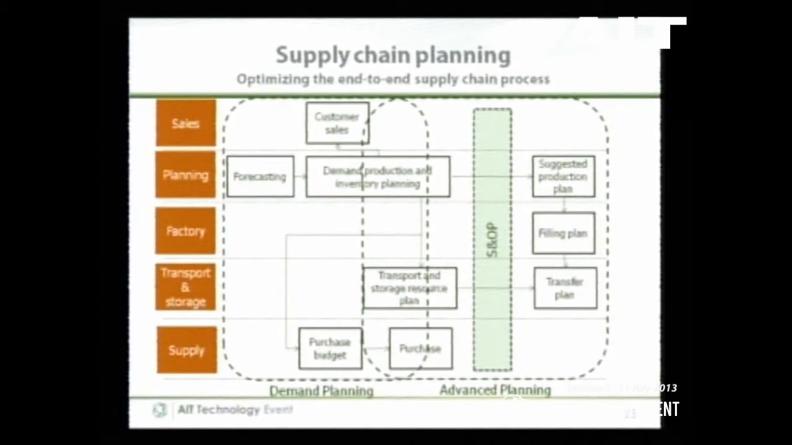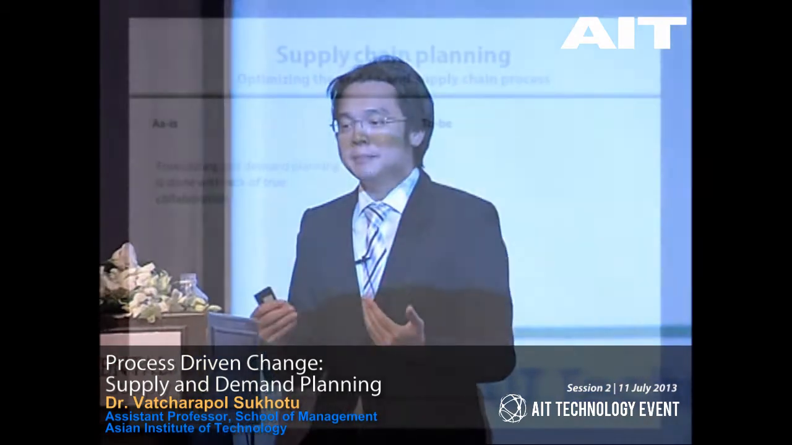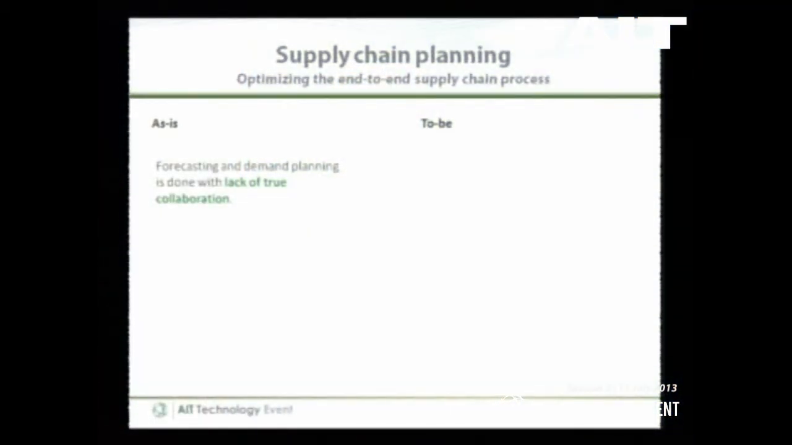And I use the phrase optimizing the end-to-end supply chain process, another end-to-end. So when we talk about supply chain, we look at end-to-end. We're not talking about just one particular process. We need to look at the global picture, the end-to-end processes. So what changes in this particular case? As is, the forecasting and demand planning is done with lack of true collaboration.